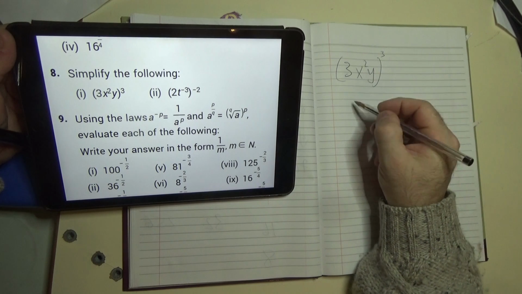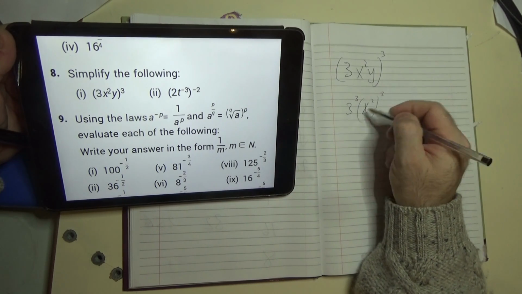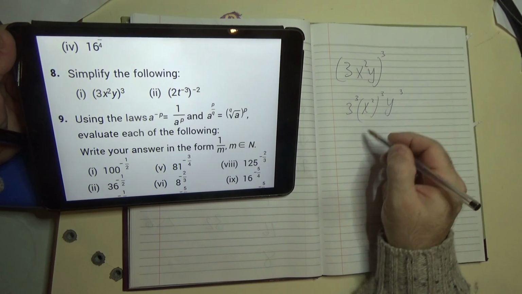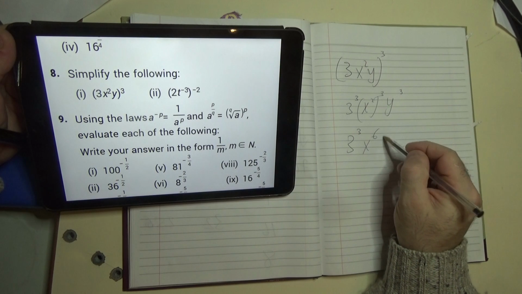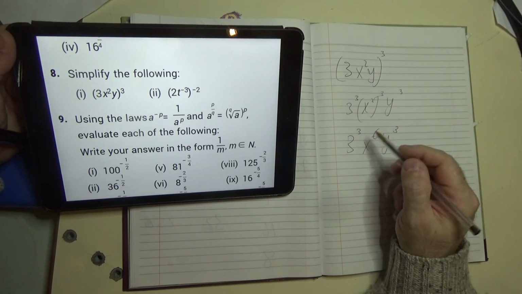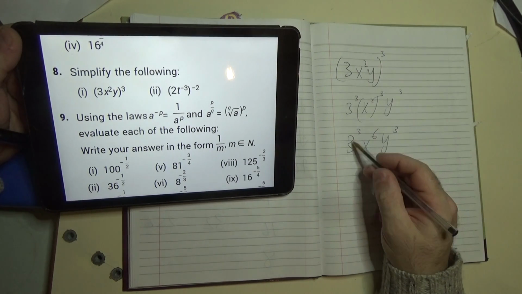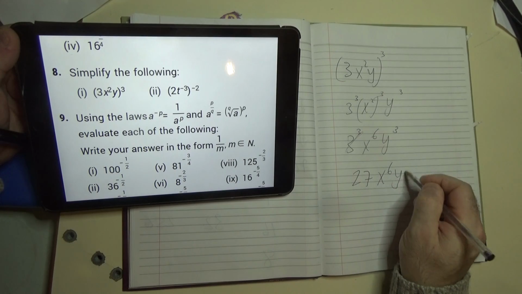Now distribute the power. So you're going to get 3 cubed, you're going to get x squared cubed, we'll deal with that in a second, and we're going to get y cubed. That's 3 cubed, x to the 2 times 3 which is 6, y cubed. Now that's kind of simplified. If you want to say the final answer, it's 27 x to the 6 y to the 3.